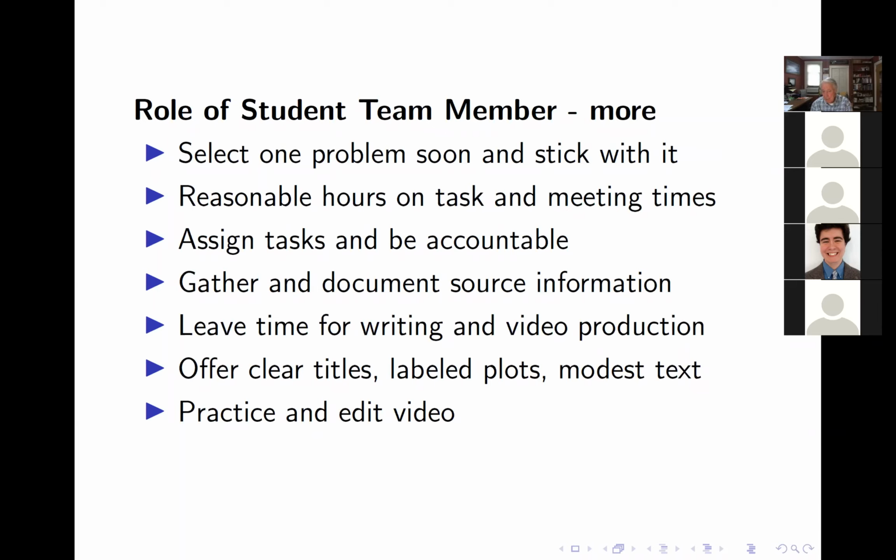Also assign tasks and be accountable. So if you agree that you're going to figure out the best way to use PowerPoint, or maybe you're going to figure out how to use Beamer in LaTeX and make a sort of a framework slide, then do that and do it on time so your colleagues can count on you. Gather and document the source information that you have so you can provide solid references. Leave time for writing and the video production. And just don't go right up to midnight and say, well, that night we'll produce the video. That's not a good idea.